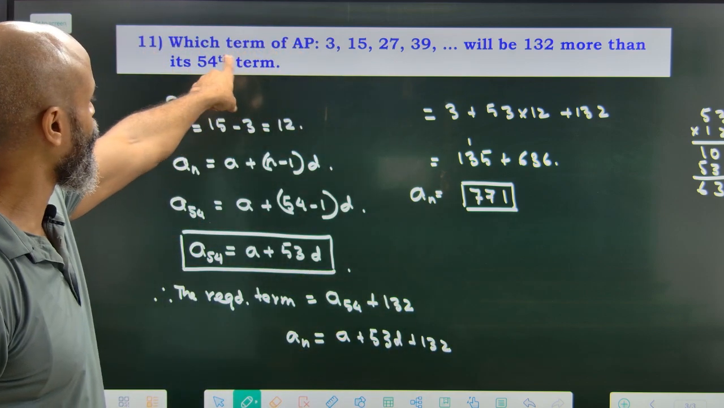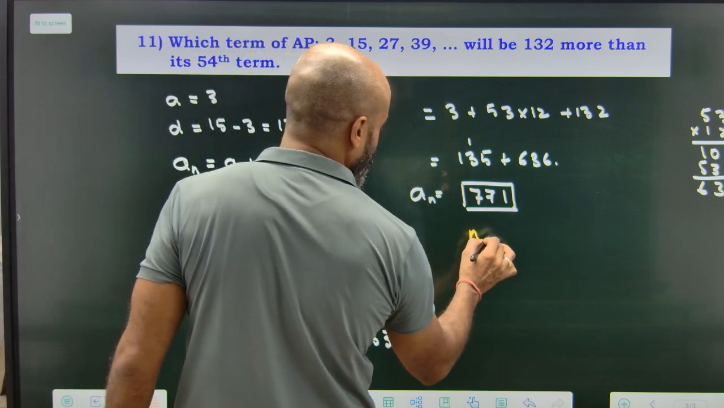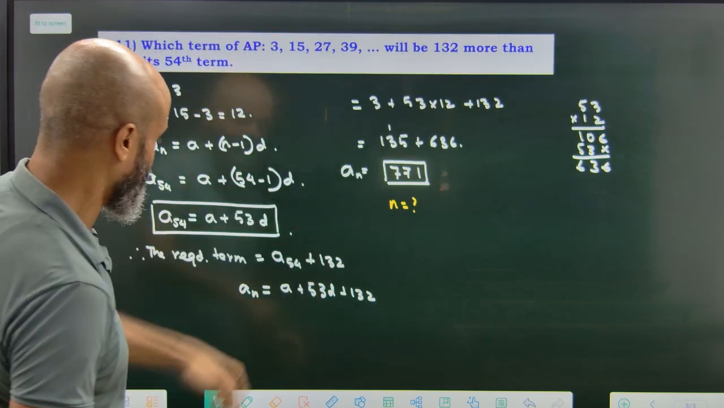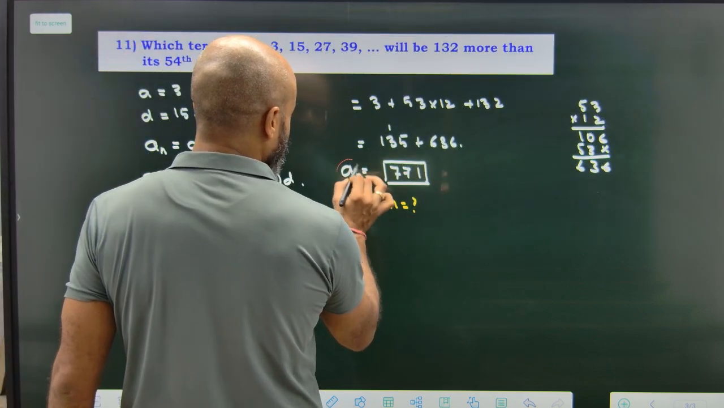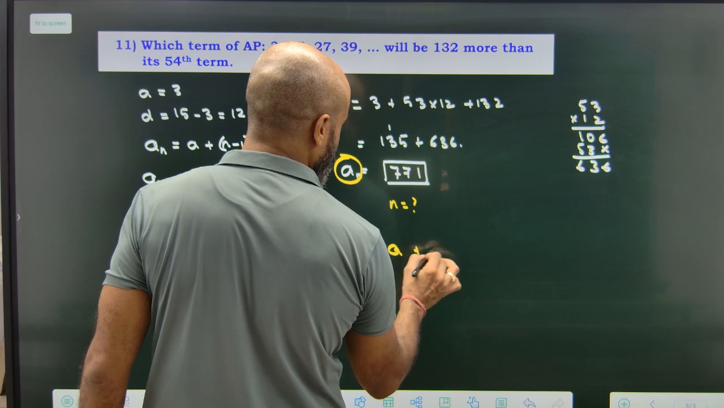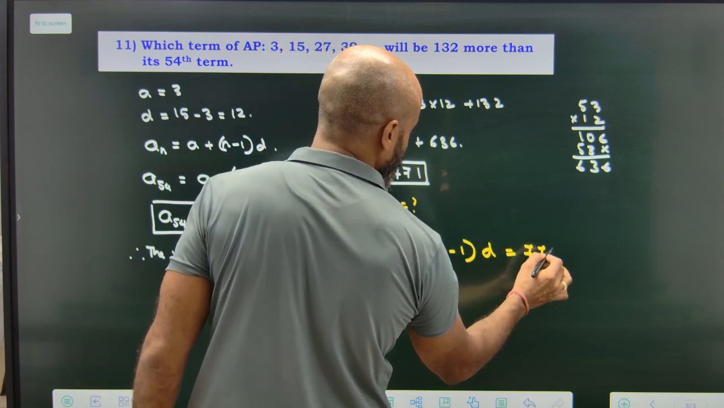So now you have to find out which term, so you have to find out the value of n. We know what An is. We have to find out the value of n. So we know that An is equal to a plus n minus 1 into d. So in place of An, we can write a plus n minus 1 into d is equal to 771.